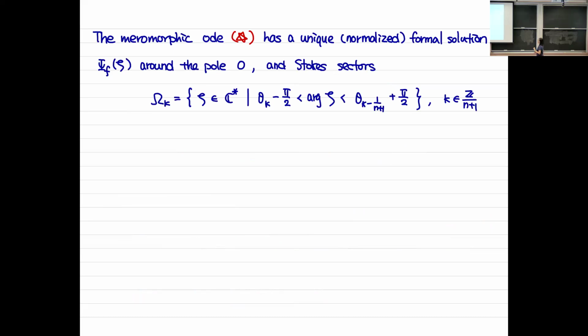So for the meromorphic ODE that we saw two pages before, it has a unique normalized formal solution. When the order of the pole is higher than 1, this formal solution no longer converges. It's just a formal solution, it doesn't converge. But you can consider those Stokes sectors corresponding to that formal solution. And on this pole 0, you have those Stokes sectors, and they are defined using the singular directions. So theta i are the singular directions, and singular directions are determined by the system.